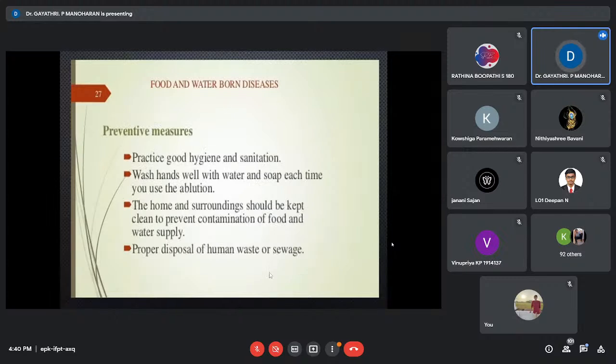ஓகேவா? So what are the preventive measures பாத்தீங்கன்னா, first thing is practice good hygiene and sanitation. We have to hand wash properly before and after eating and before and after, especially after the excretion. Okay, wash hands well with water and soap each time when you use an ablution. The home and surroundings should be kept clean and prevent contamination of food and water supply. Proper disposal of human waste or sewage should be maintained.